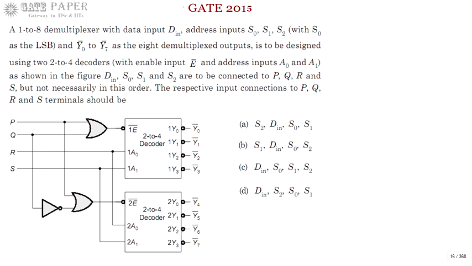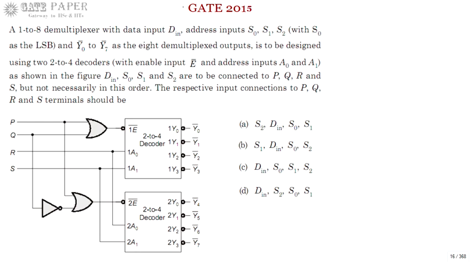Hello, we are discussing the GATE 2015 ECE paper. A 1 to 8 demultiplexer with data input D in and address inputs S0, S1, S2. Out of that, S0 is LSB, S2 is MSB. And Y0 bar to Y7 bar are the 8 demultiplexed outputs. That is designed using 2 to 4 decoders.